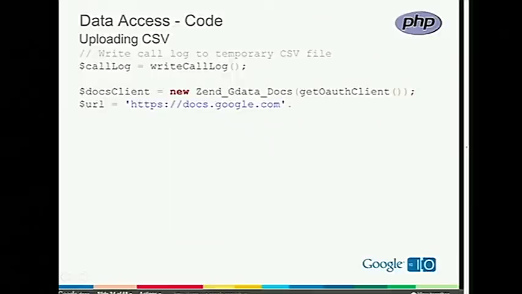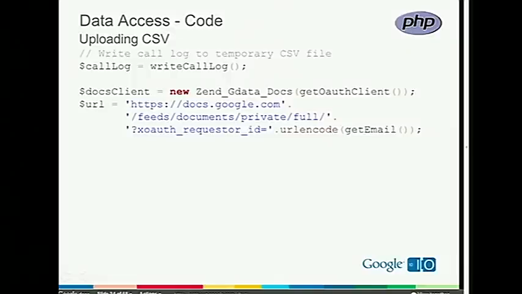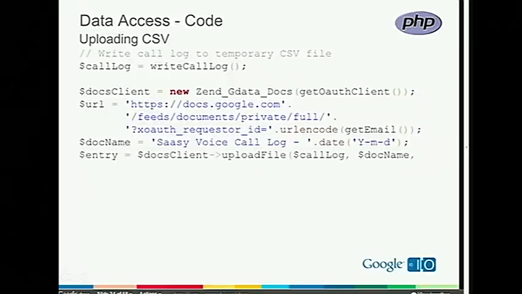But then we do what we did before. We create our client. In this case, Zen gives us a docs client. That makes this easy. Like contacts, we also need to specify the requester because docs are owned by individual users. We'll name it with a timestamp so users can know when this log was generated. And then upload the file as a CSV. By telling it it's a CSV file, Google Apps will know how to convert that into a spreadsheet.